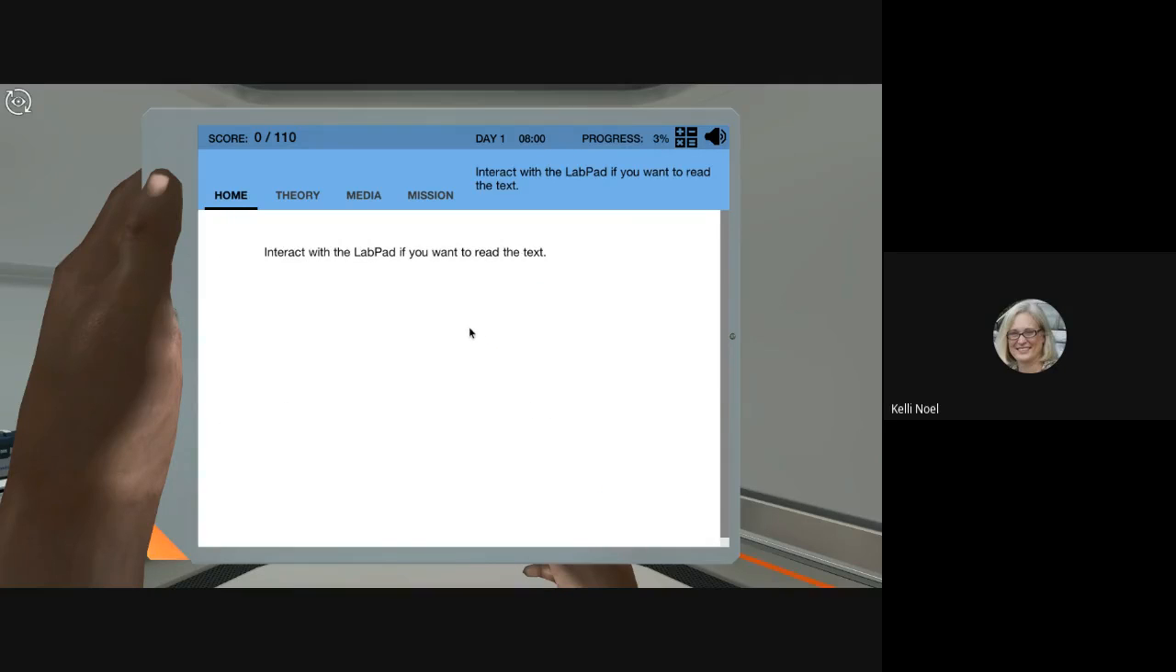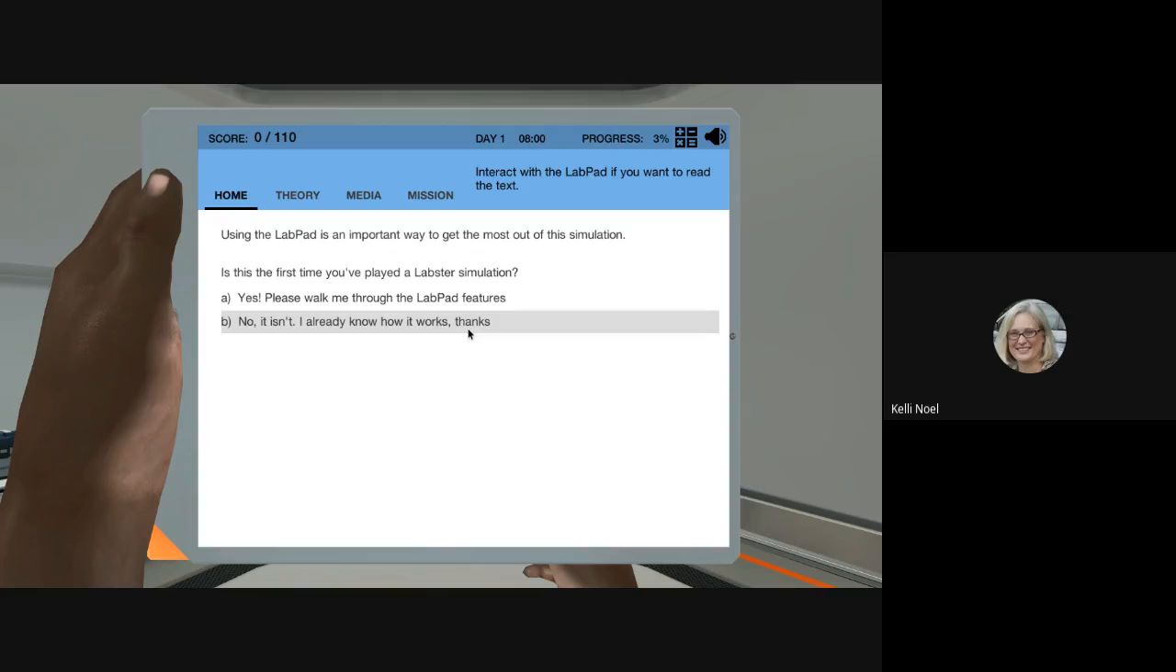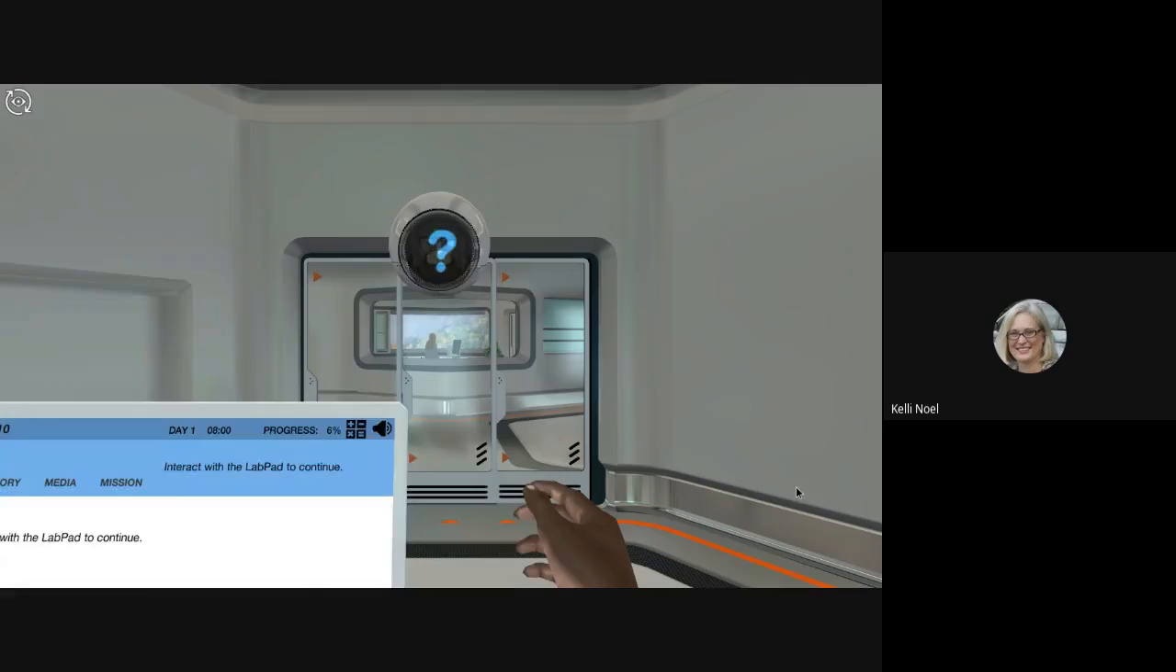Using the lab pad is an important way to get the most out of this simulation. Is this the first time you've played a Labster simulation?